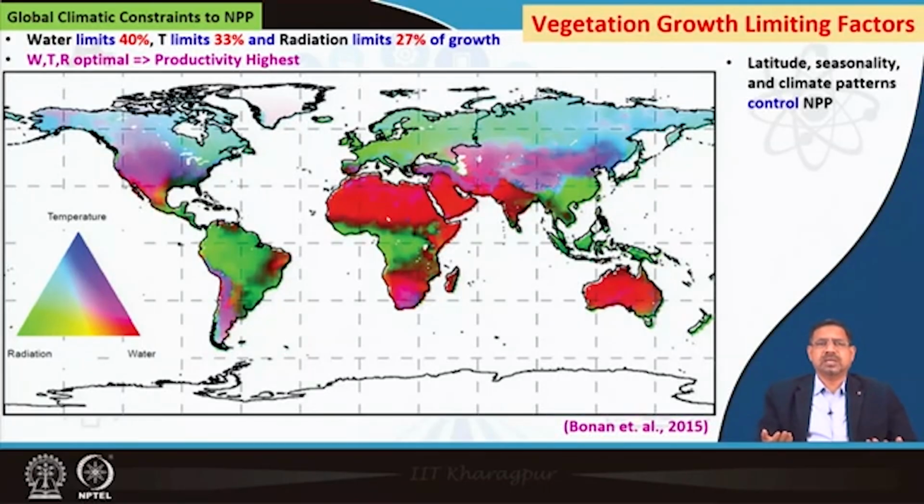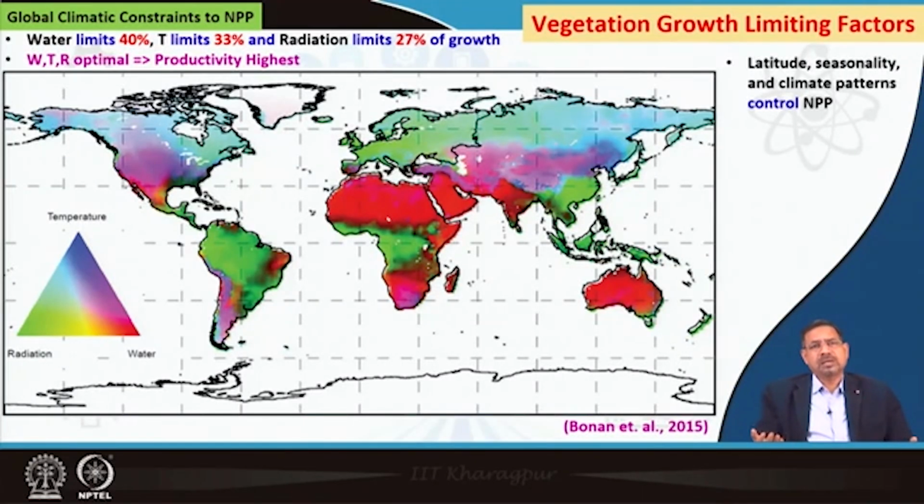Water limits 40%, temperature limits 33%, and radiation limits 27% of growth. So, water, temperature, radiation, if optimal, then productivity is highest. This has been worked out by people from the University of Montana at Missoula, particularly by Steve Running and his team, who brought this out in the journal BioScience for the first time, which has also been reprinted by Banana et al. in his book, maybe with permission.